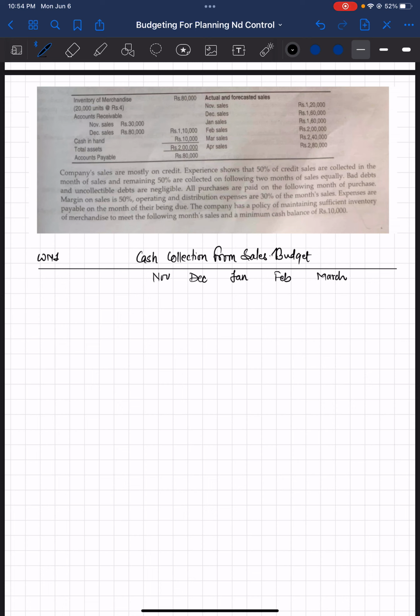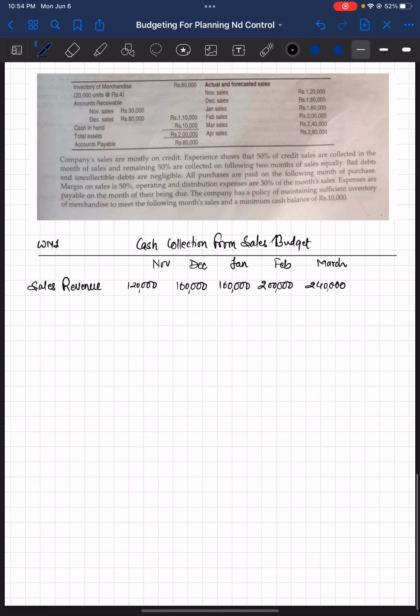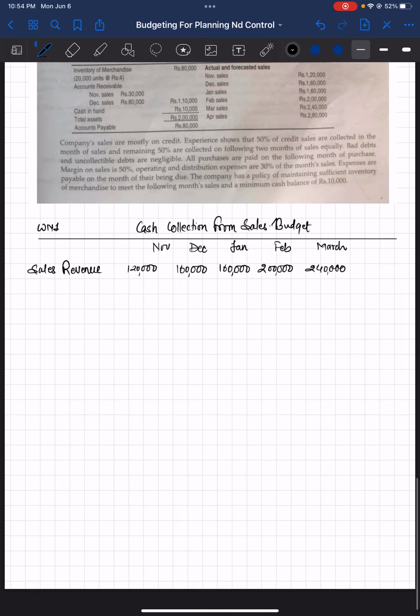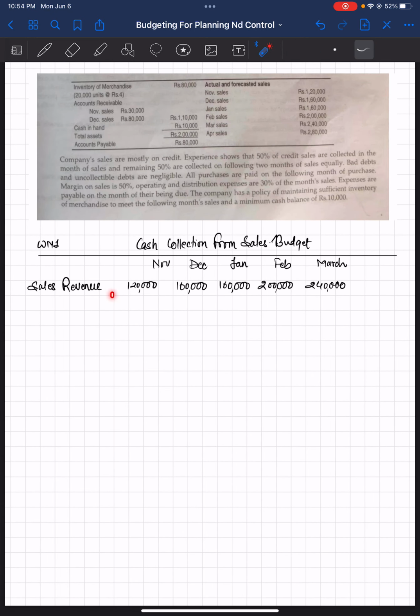All right. First, we start with the gross sales revenue. The gross sales revenue is 120,000, 160,000, 200,000, and 240,000. Now we need to find out the pattern of the sales collection. These are the gross sales, and the sales could be either in cash or on credit.